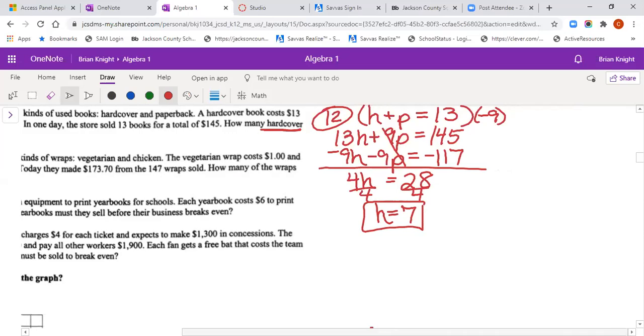I'm trying to see if it'll scoot over for me. Oh, well. 13, I guess I'll just have to erase.